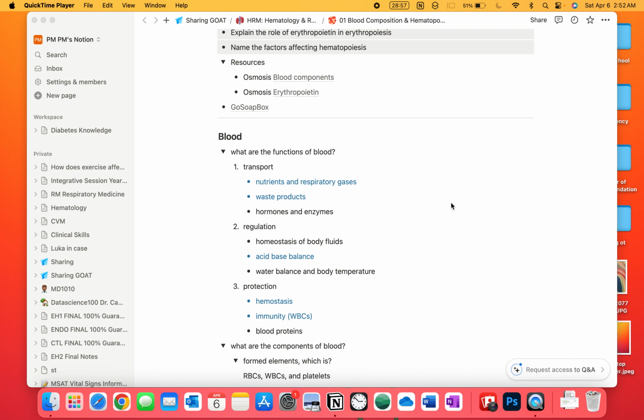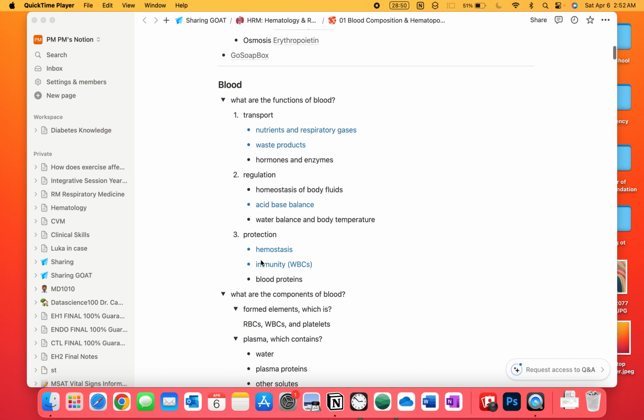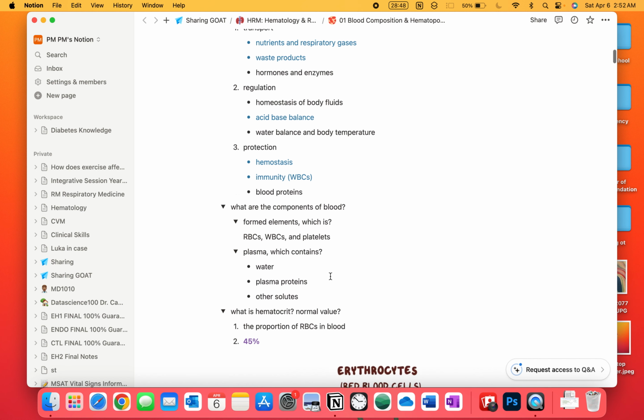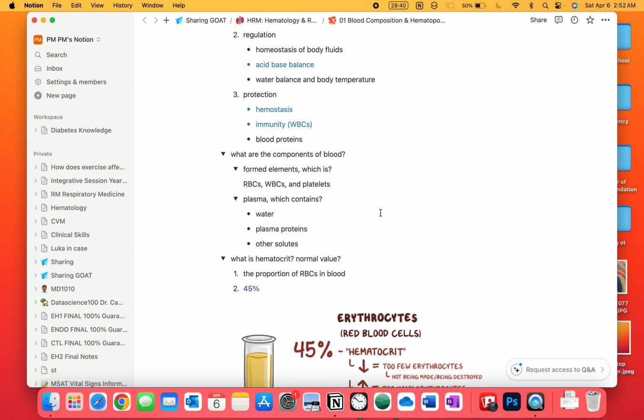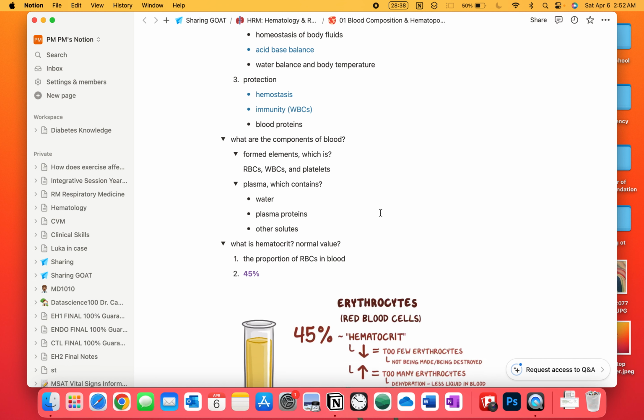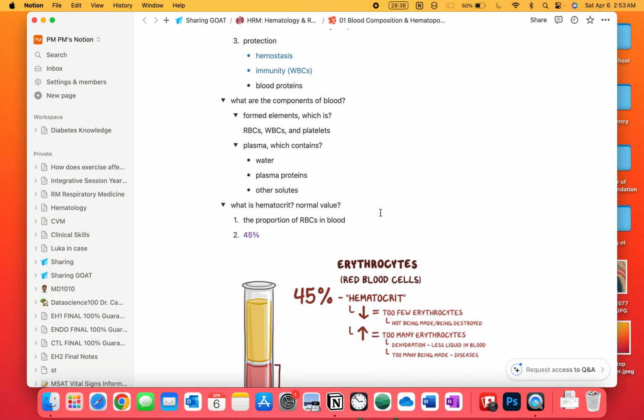And obviously we have to regulate body fluids, acid-base balance, water balance, and body temperature. And we have to protect the body, so immunity, hemostasis, blood proteins. And what are the components of blood? So you're going to have two. You're going to have plasma and formed elements. Formed elements are going to be your red blood cells, white blood cells, platelets. Plasma is going to contain your water, plasma proteins, and their solutes.